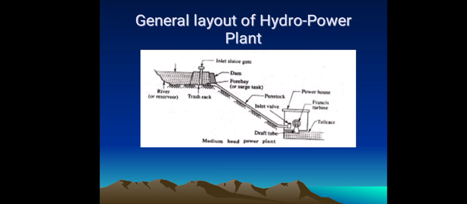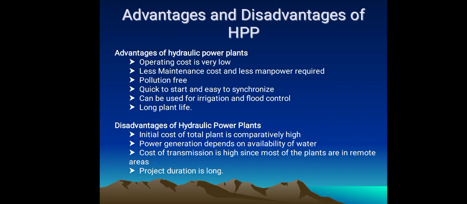In that, the river acts as the reservoir. The trash rack is used for the gate, and the dam is constructed at one side of the river. There will be a forebay attached like that. It is known as the surge tank. The penstock is fitted between the dam and the turbine. When the water is released from the dam with high pressure, it runs in the penstock and reaches the turbine wheel. It will rotate, and at that time the fluid energy will be converted into mechanical energy.